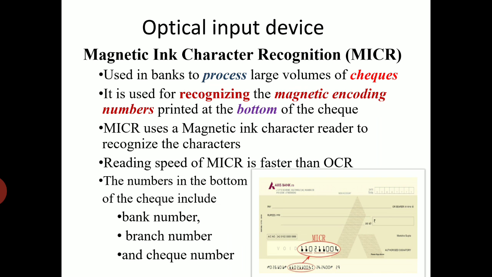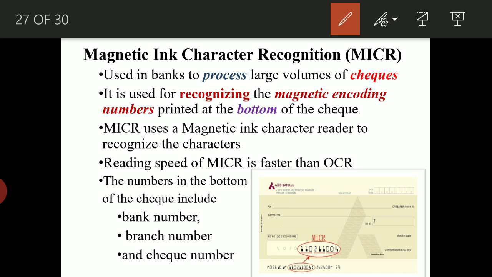Next is magnetic ink character recognition. So you can see this. This is a check, bank check. You might have seen at the bottom of the bank check there are some special writings. These writings are done using magnetic ink, and these writings can be read using a device called magnetic ink character reader.